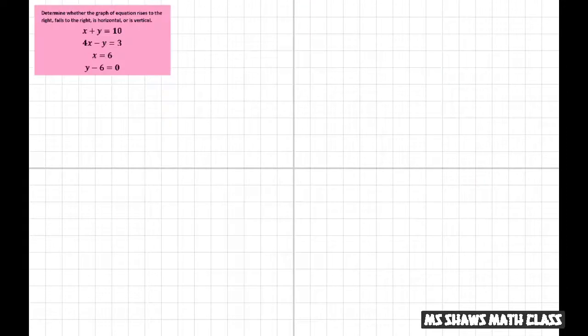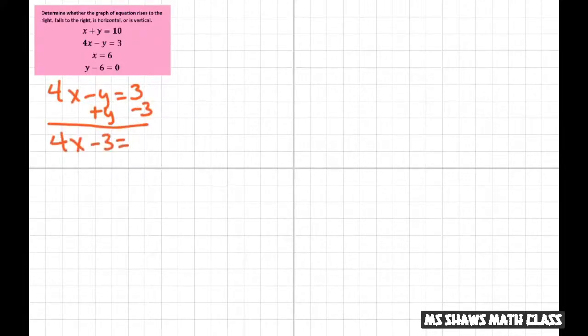All right, the next one, I'm going to rewrite this. I'm going to take the 4x minus y equals 3. I'm going to add the y to both sides and subtract the 3. So that's going to give me 4x minus 3 equals y. You can rewrite this as y equals 4x minus 3. Again, when you're just rearranging equations, if you cross the equal sign, just change signs. So when I moved the 3 over here, made it negative 3. When I moved the y over here, I made it positive y.